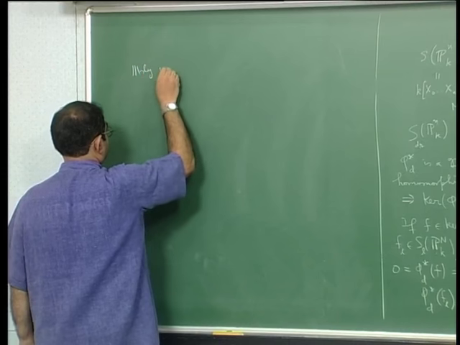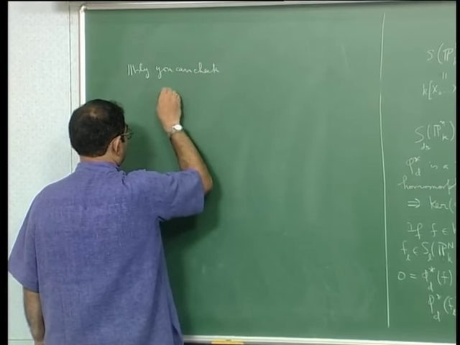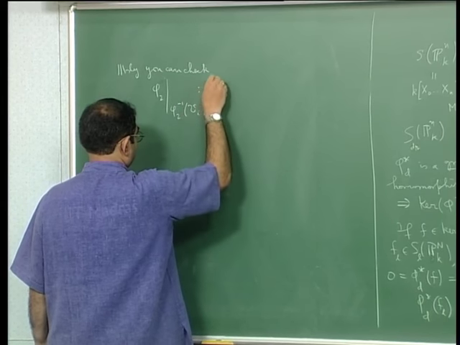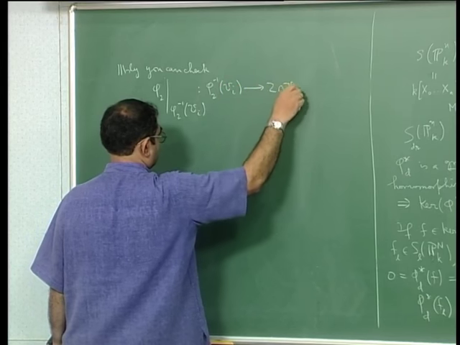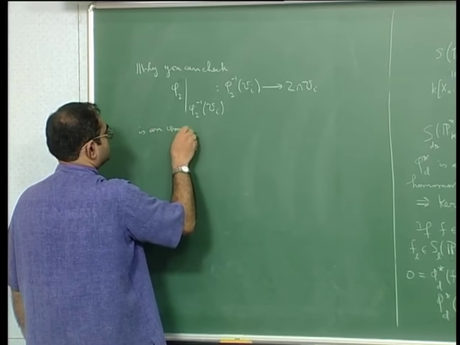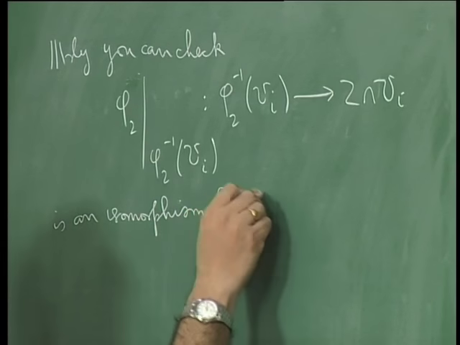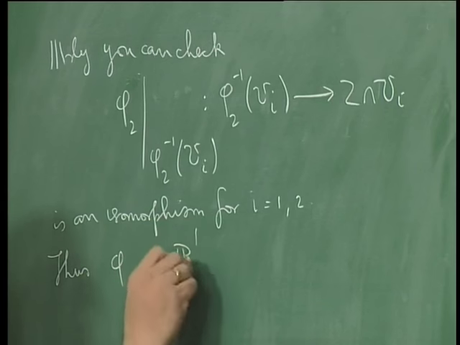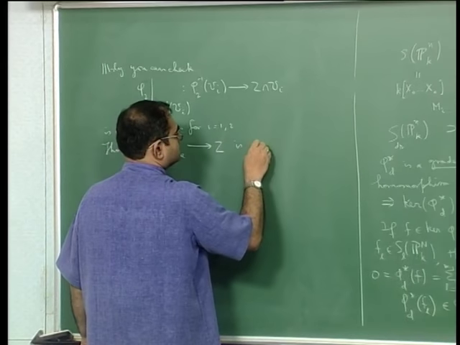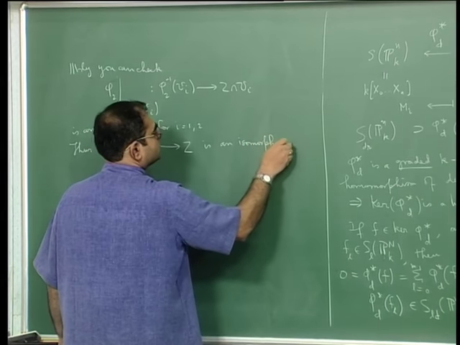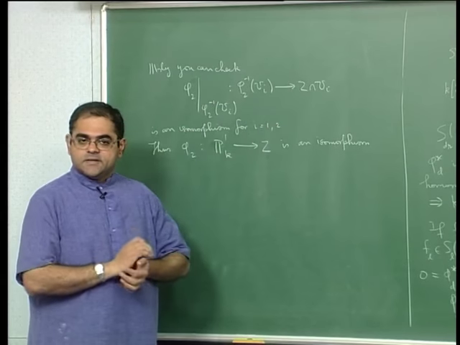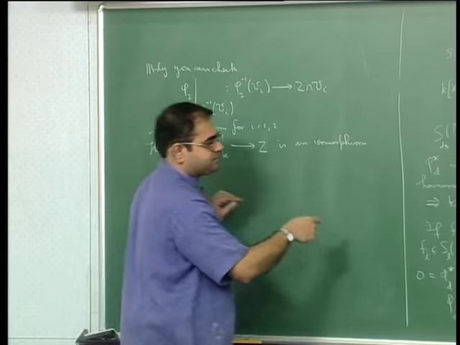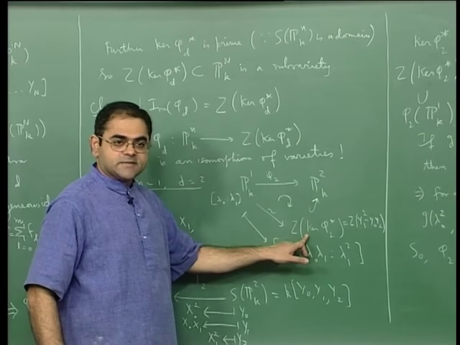Similarly, you can check that phi 2 restricted to phi 2 inverse of ui, from phi 2 inverse of ui to z intersection ui, is an isomorphism for i equal to 1, 2. Thus phi 2 from P1 to Z is an isomorphism, because Z is the union of Z intersection U0, Z intersection U1 and Z intersection U2. This is why the image of P1 is this, and it is an isomorphism onto the image.